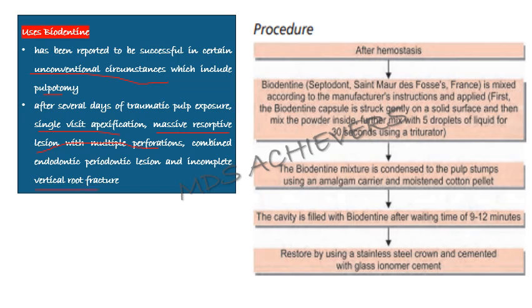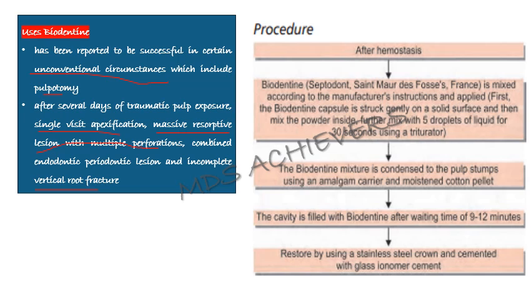The procedure, what is the procedure? Same, everything is same: first anesthetize, give the block. After that, once the hemostasis has been achieved, then Biodentine is mixed according to the manufacturer instructions and applied. The Biodentine capsule is tapped gently on a solid surface and then the powder is mixed inside.